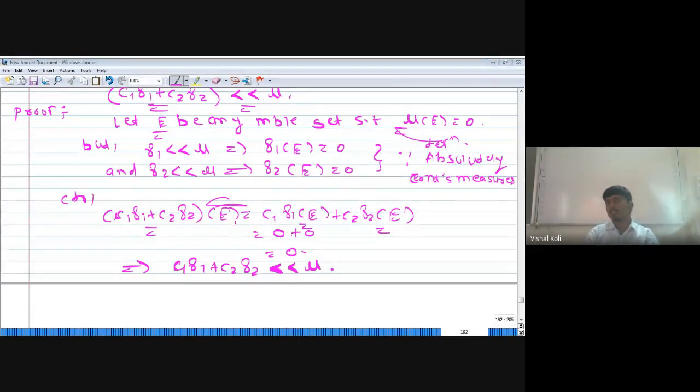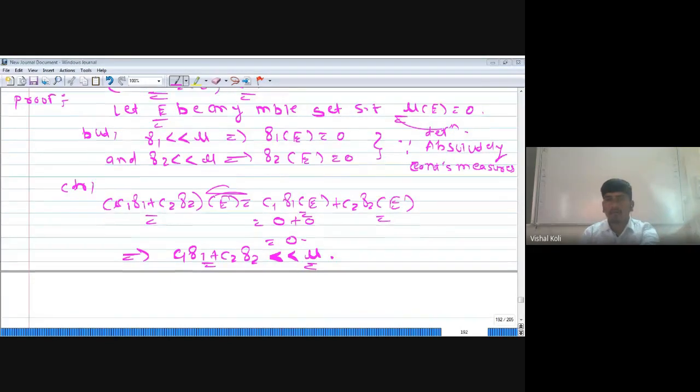If this happens, then by the definition of absolutely continuous measure, this will be absolutely continuous with respect to the measure. Okay, does anyone have any doubt?